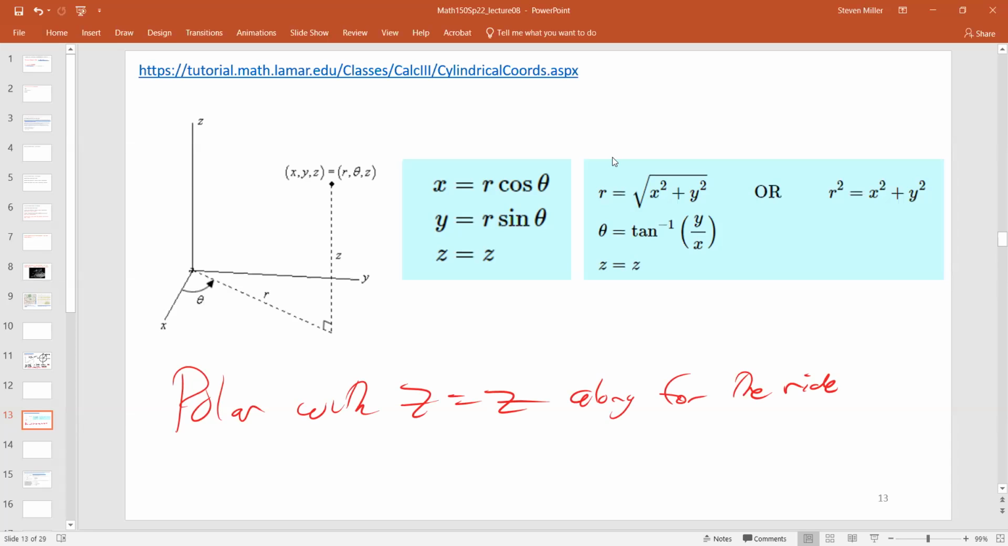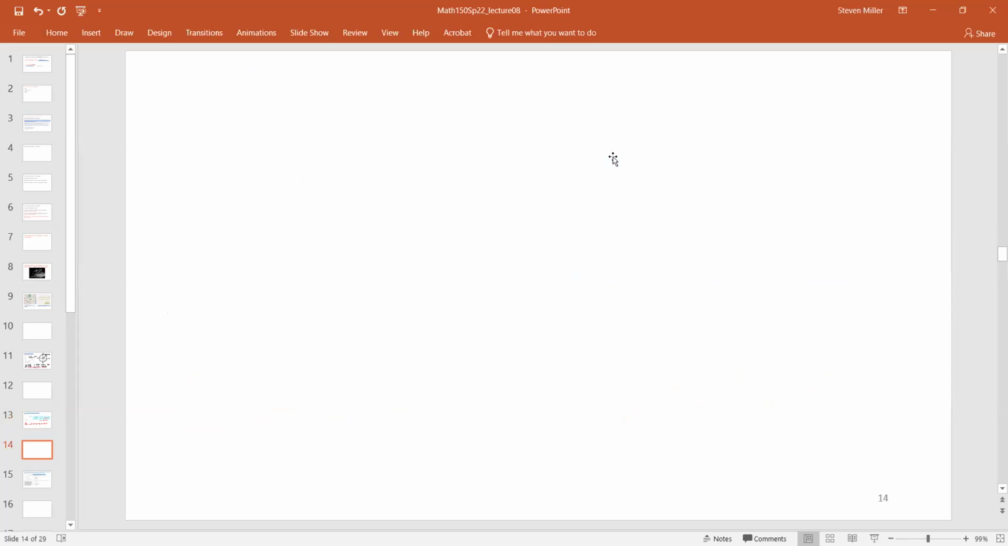And over here, the website I was pulling it from is writing tangent inverse. You can also write it as arctangent of y over x. Either is fine. And again, it's worth noting r is greater than or equal to 0, and theta is, say, between 0 and less than 2 pi. So this is cylindrical coordinates. Okay. The last one, any questions?